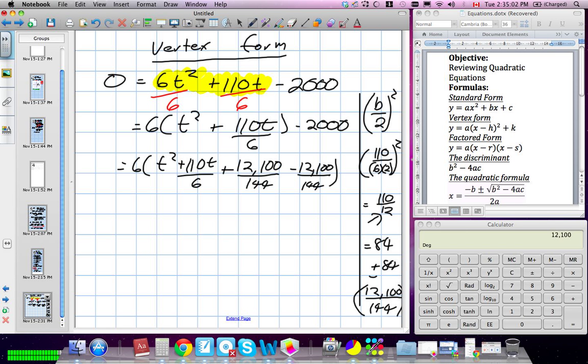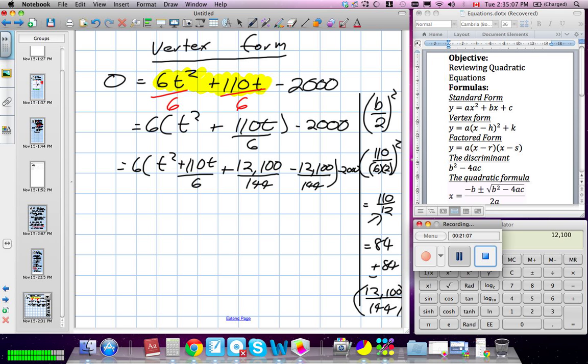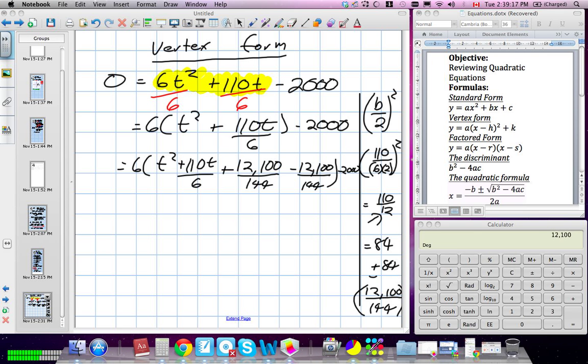Alright, so we were going to use 84, but it won't be as accurate. Technically, the number we're going to square root is going to be this one. So I squared this fraction, and I got this fraction. I squared 110, got 12,100. When I squared 12, I got 144. So that's the number we're going to add and subtract.